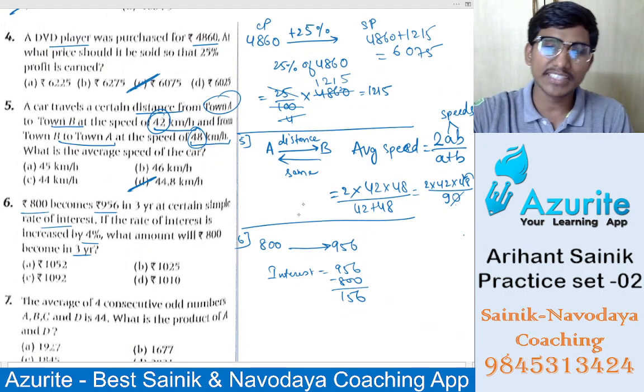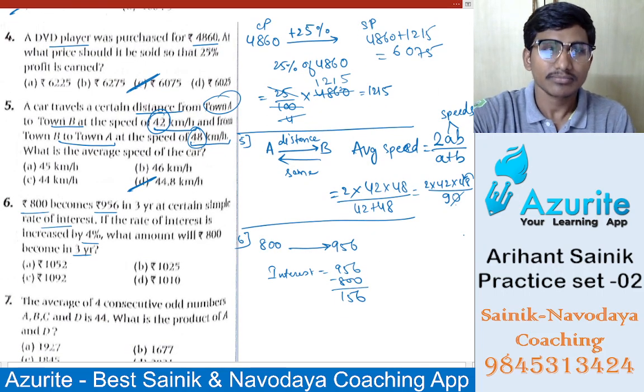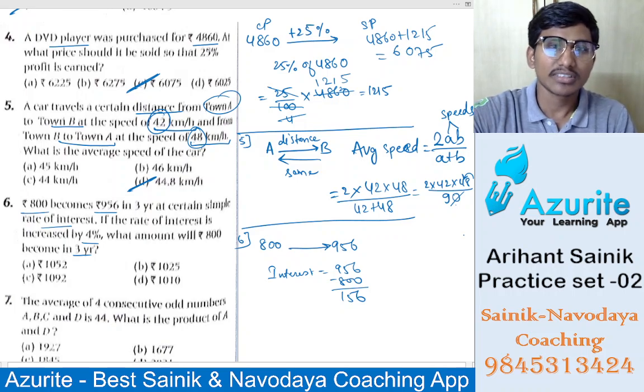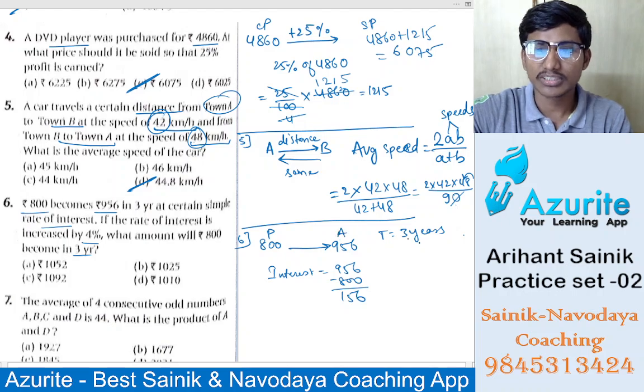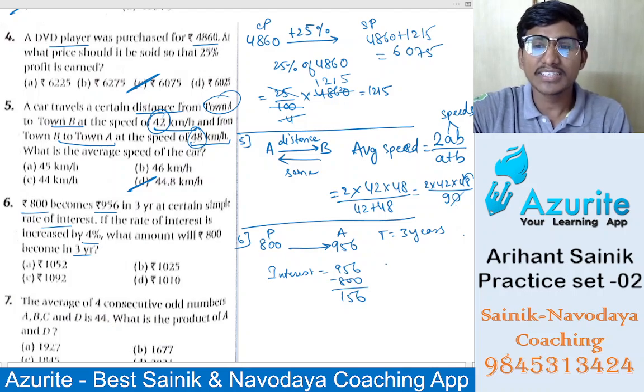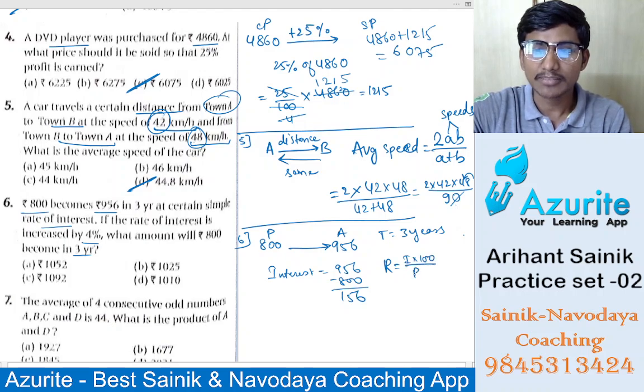So we got the interest. Now how do we find the rate? Time is also given, 3 years. This is the principal, this is the amount, right? So principal is 800, and 3 years is the time. Rate is equal to interest into 100 divided by PT. Interest is 156 into 100 divided by principal 800 into time 3.